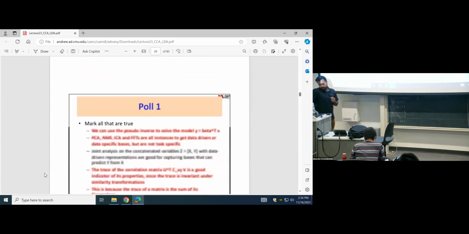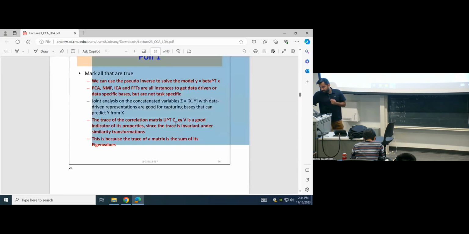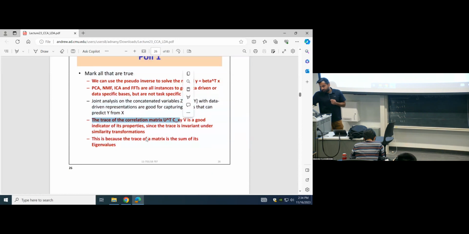Okay, let's go into it. So only the third is wrong. Everything else is correct. You can use the pseudo inverse, right? That's optimizing the ridge regression, kernel ridge regression, all that. We went over this. This is all data-driven bases. And you can always use the trace to maximize a matrix. And the third, fourth, fifth one is ambiguous, so it's correct.